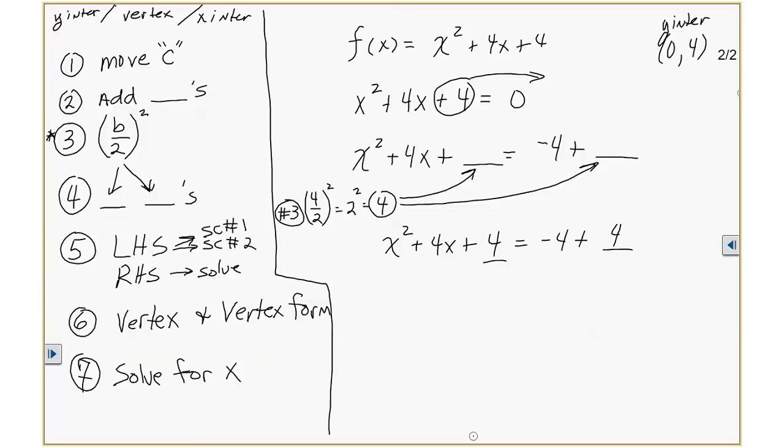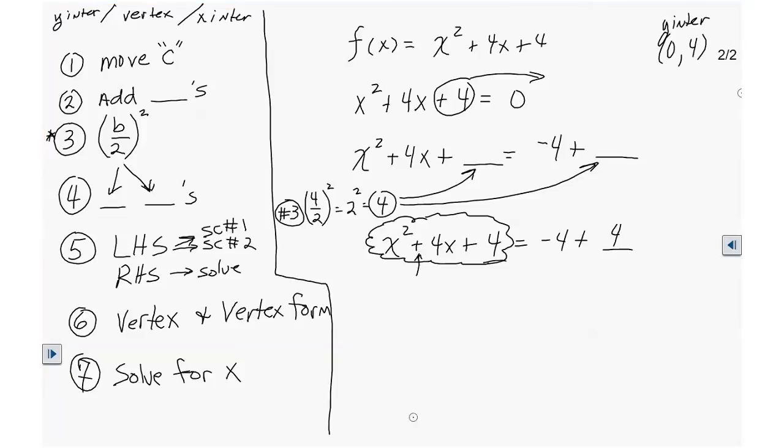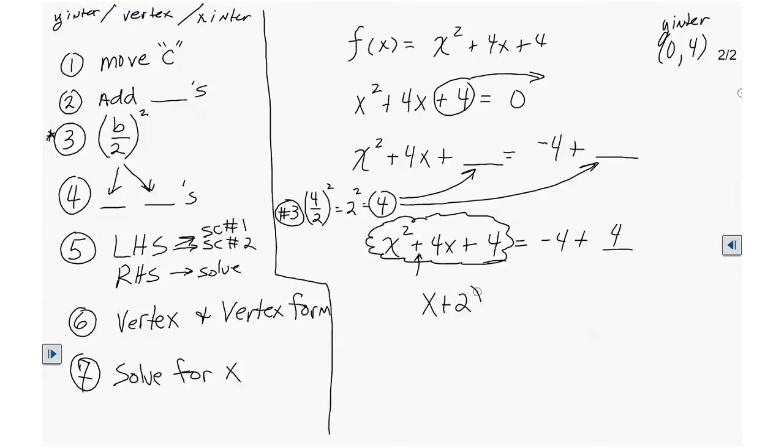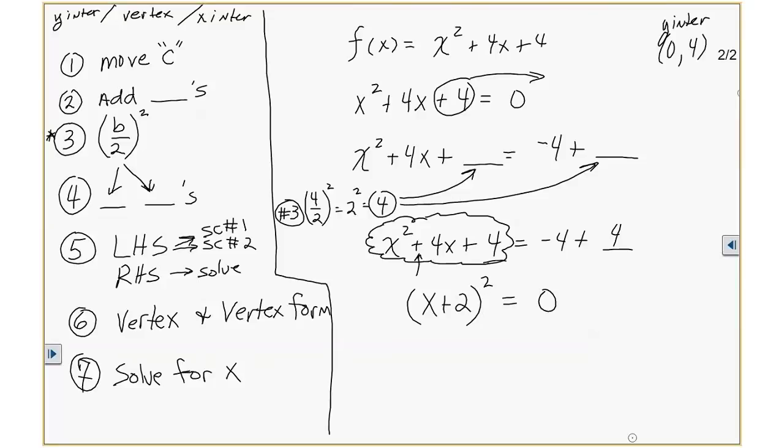Now we're at number 5. So what does the left-hand side always give us? Shortcut number 1 or number 2, based on what? Based on that sign. And this is shortcut number 1, which is x plus 2 quantity squared equals 0. And at that point, you can do the vertex.